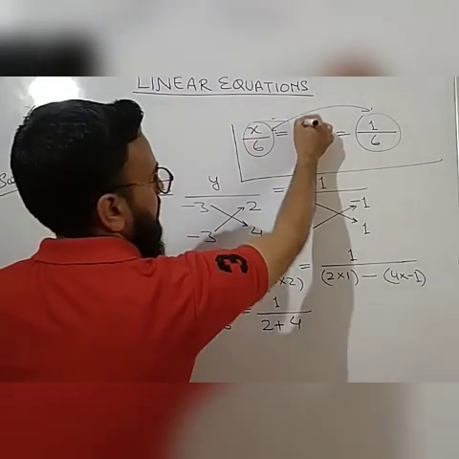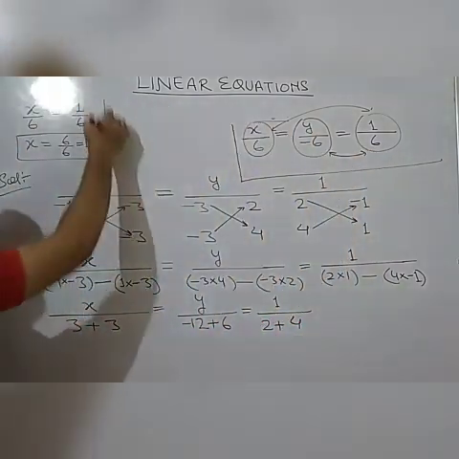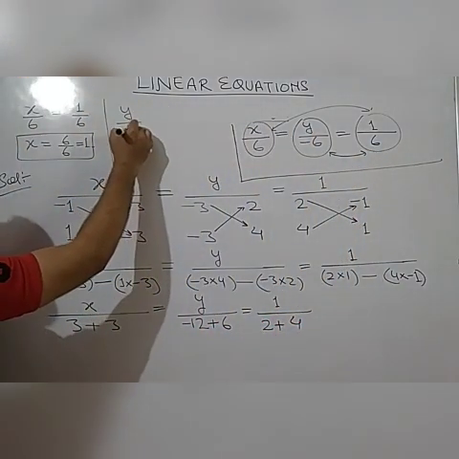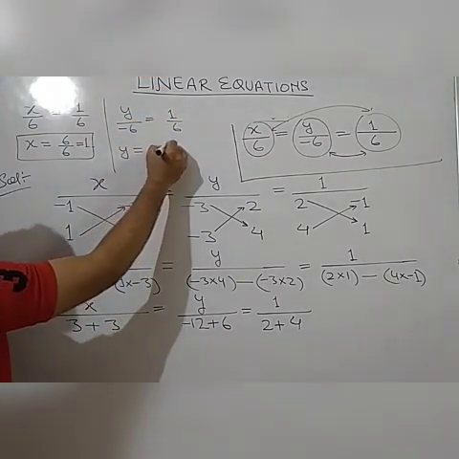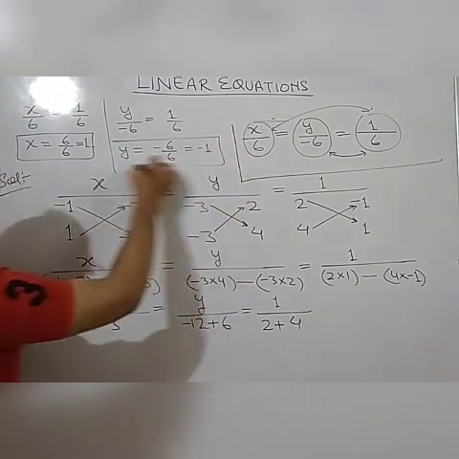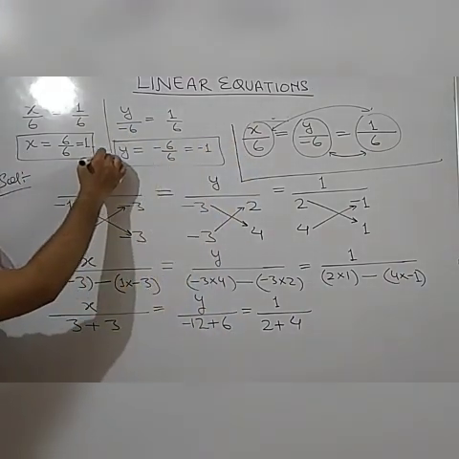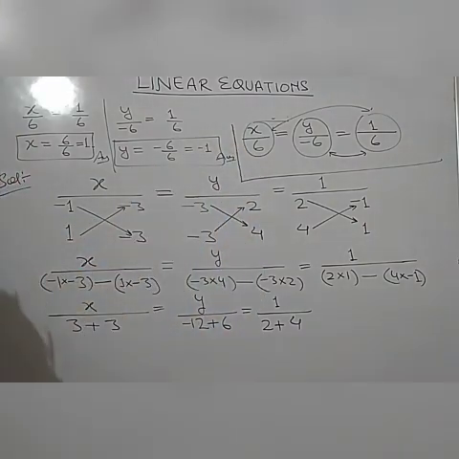Similarly, by equating this y term and constant term, we will get y upon minus 6 is equal to 1 upon 6. So the value of y will be minus 6 upon 6. That will be equal to minus 1. So we got our answer, x is equal to 1 and y is equal to minus 1.